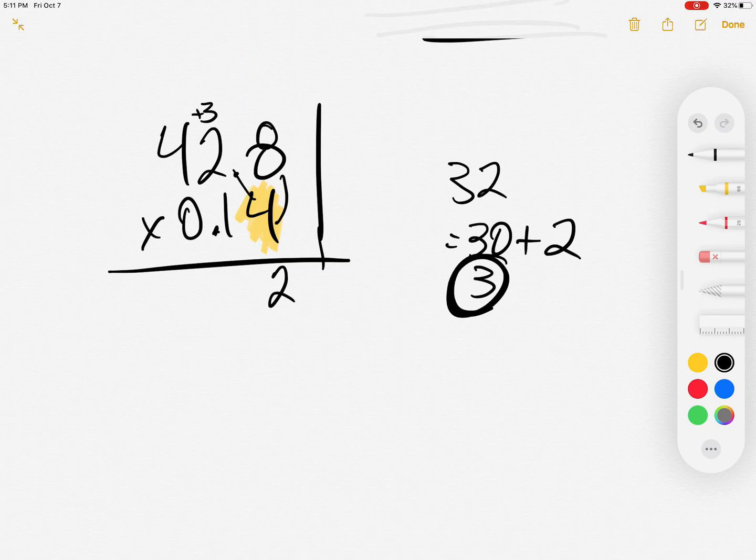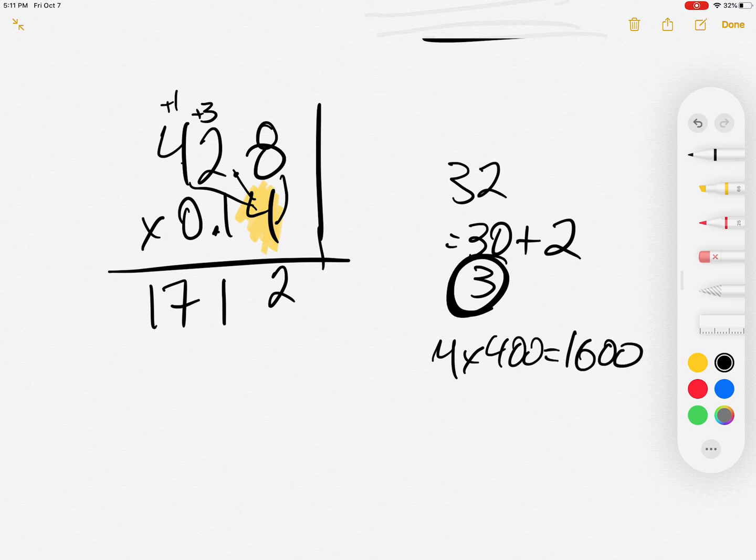Plus 3, 8, 9, 10, 11. Ooh, that one got tricky. Then I have 4 times 4 is 16, plus 1 is 17. Now, we can double check. What is 4 times 400? Well, that's 1600. So it's looking good so far. Now I'm going to move on to the blue one.